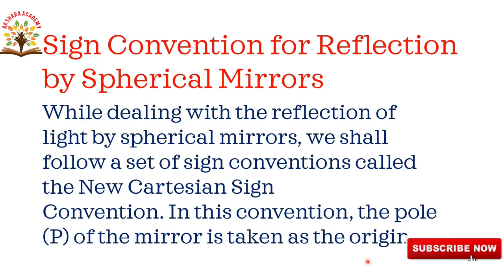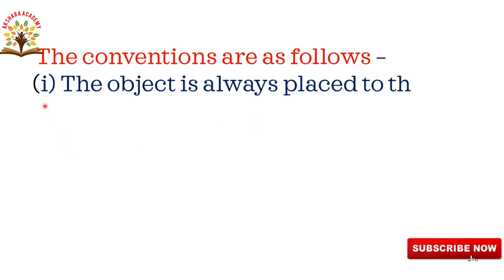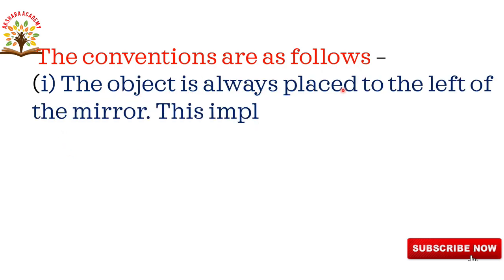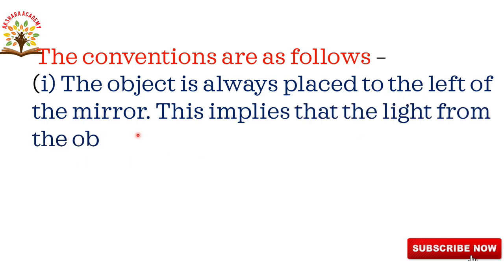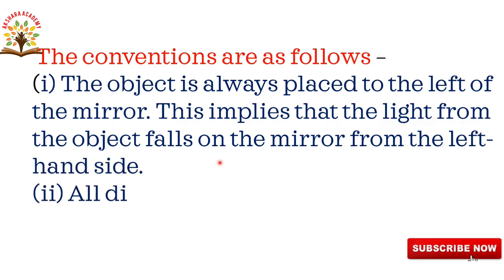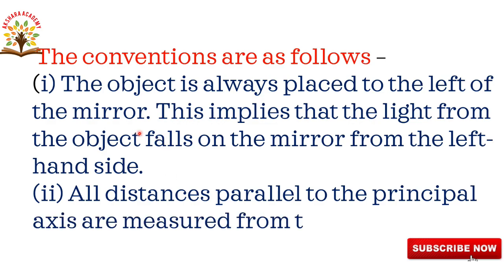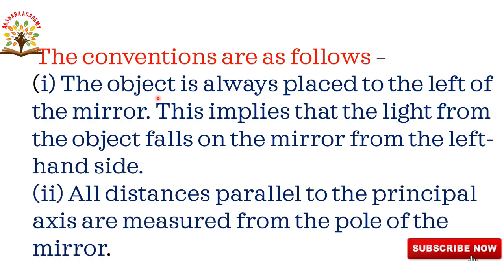Now we will discuss one by one. The conventions are as follows. Coming to the first one, the object is always placed to the left of the mirror. This implies that the light from the object falls on the mirror from the left hand side. So where do we have to place the object? The object is always placed to the left of the mirror.